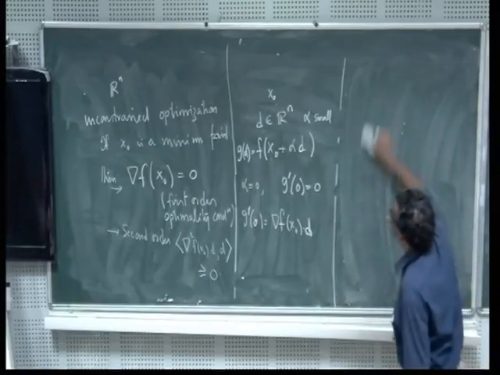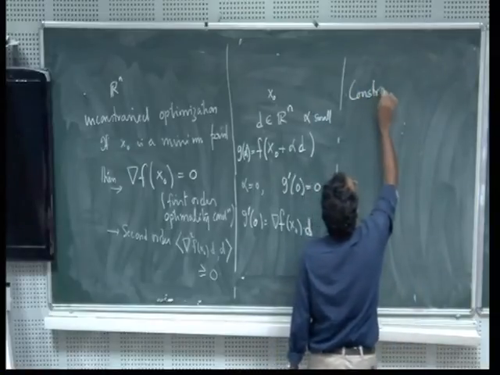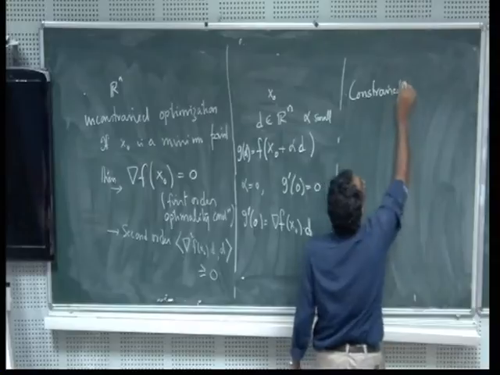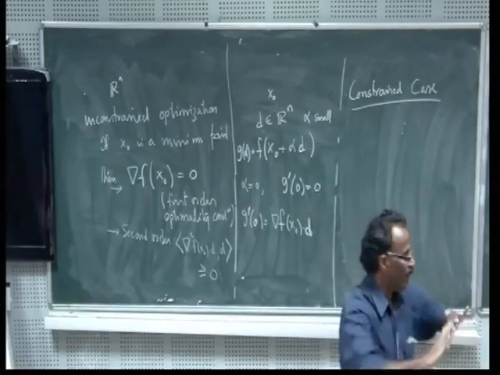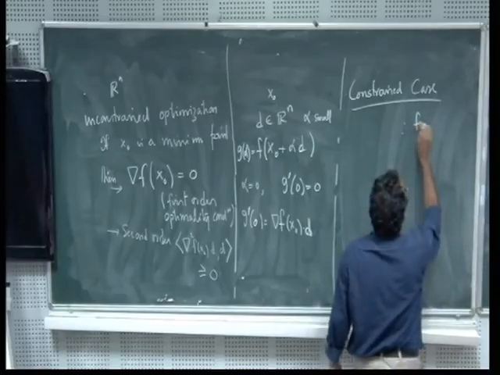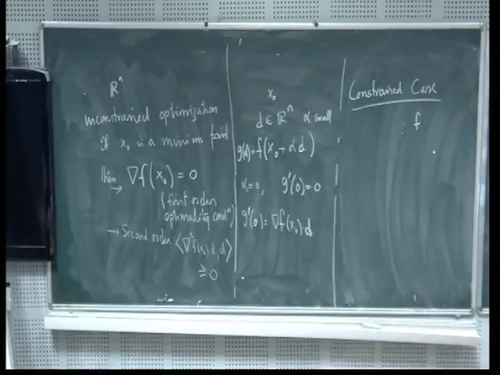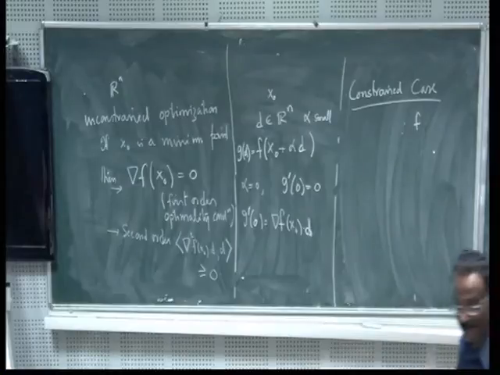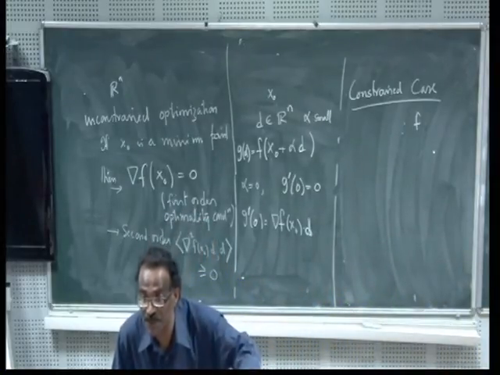But when you go to the constraint case, you are not minimizing in the entire neighborhood. You have f defined in Rn, and x naught is the minimum point, but you may have a surface going through that point x naught. It may be a k-dimensional plane passing through that minimum point, and you want your minimum to be achieved on that, with respect to those constraints.